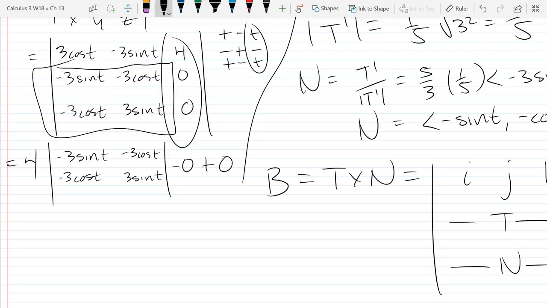And the reason I did that is so I can have the minus 0 times whatever the other determinant is, plus 0 times the other determinant. I don't care about the other two determinants because they're going to be zeroed out.